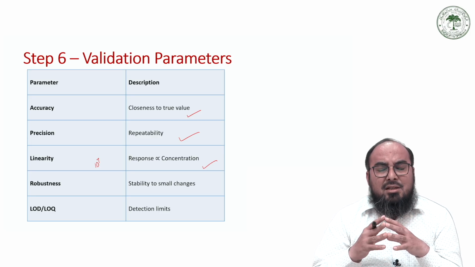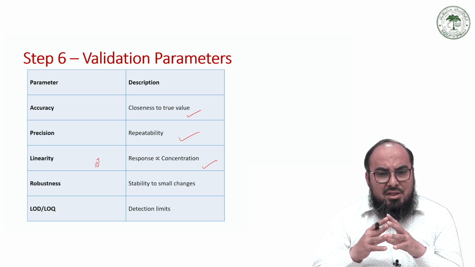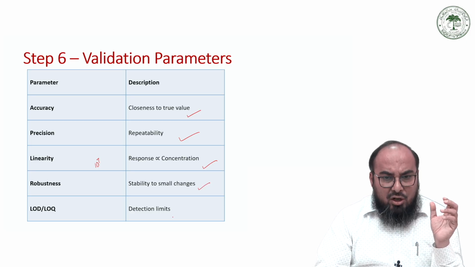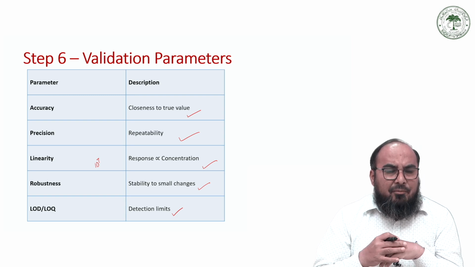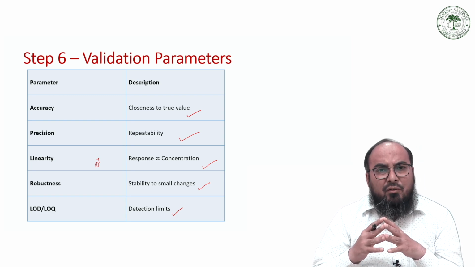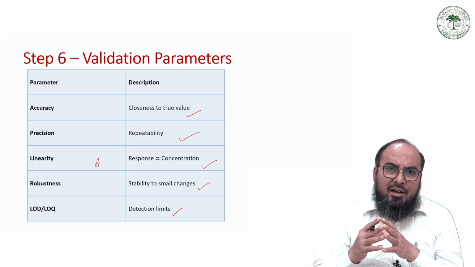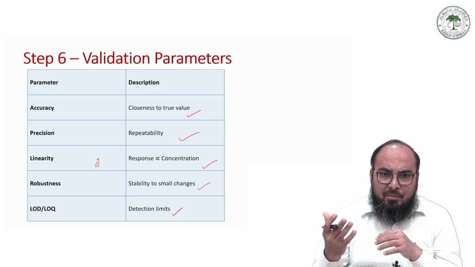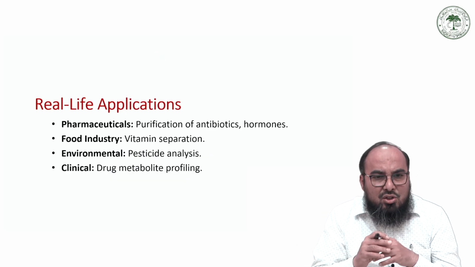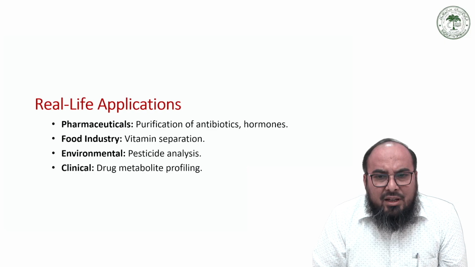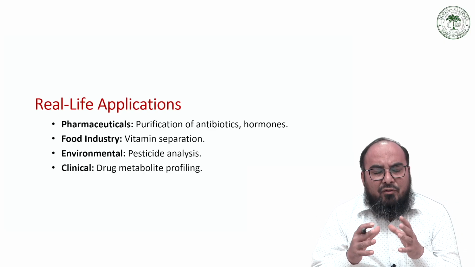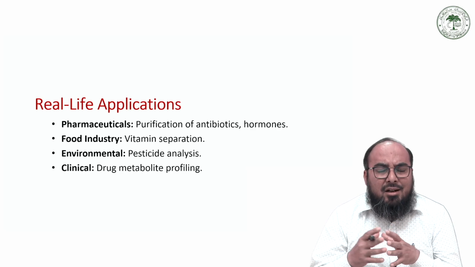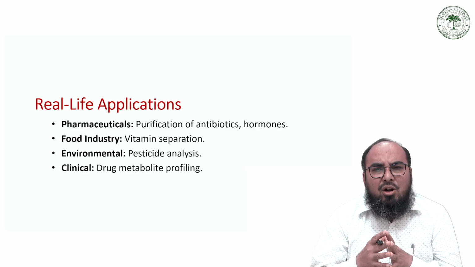Robustness, that is, we can actually measure small changes. And of course we have already discussed the detection limits, that is, what will be the limit of detection and what will be the limit of quantification, how much it can detect in terms of giving an analyte peak, that is LOD and LOQ. So real life applications: we can use HPLC for the purification of antibiotics, hormones, vitamins, pesticide analysis, drug metabolites. We can do a lot of jobs.